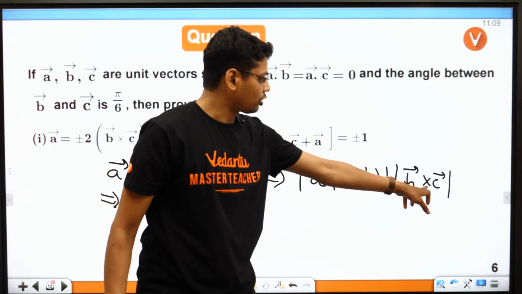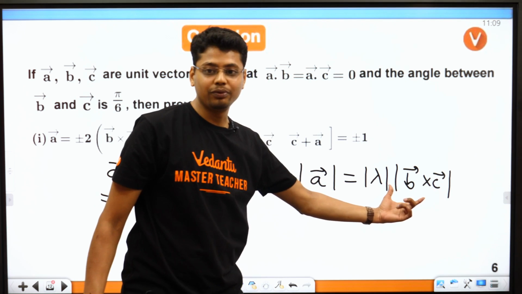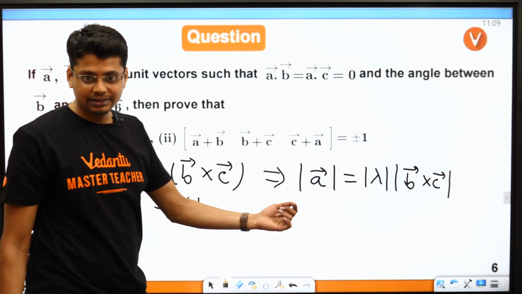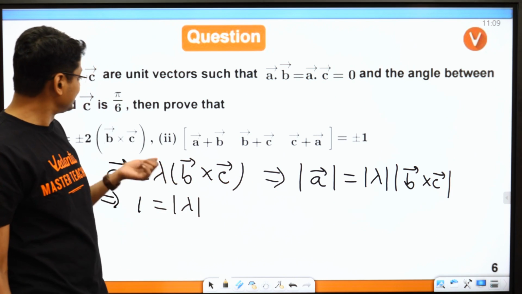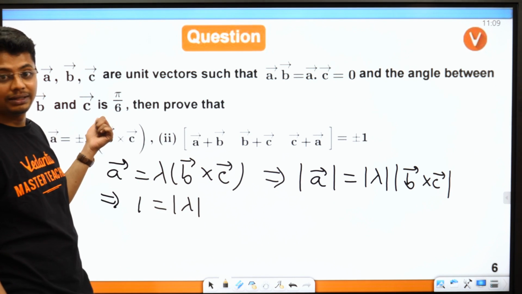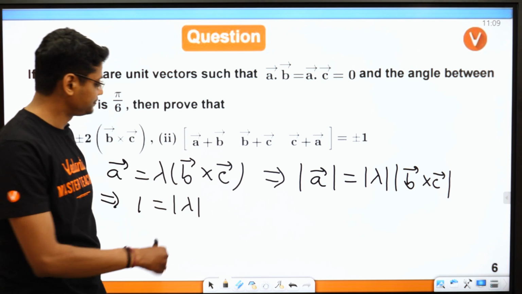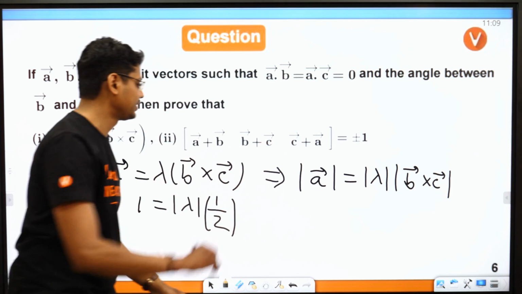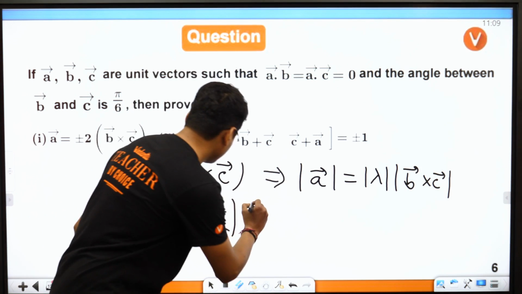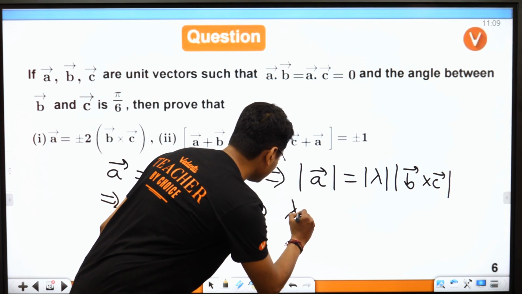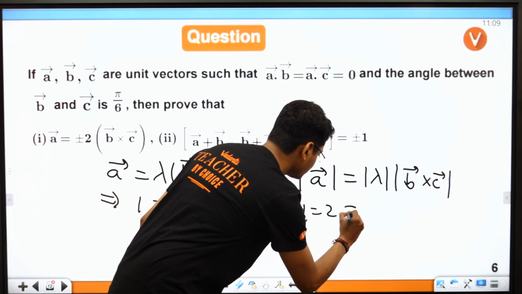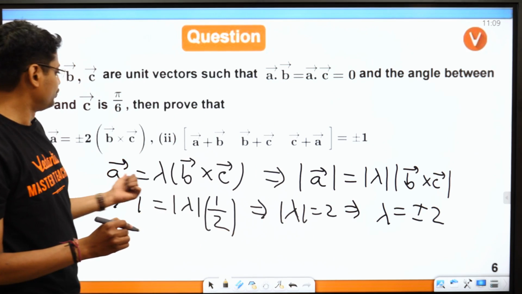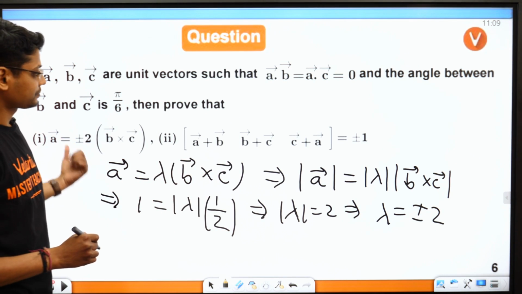B vector cross C vector magnitude would be what? Magnitude of B vector multiplied by magnitude of C vector, multiplied by sine theta, where theta is the angle between B vector and C vector, which is pi by 6. So this would essentially be half, because B vector and C vector are unit vectors. So mod lambda equals 2, which means lambda equals plus minus 2. Hence we have proved the first part.